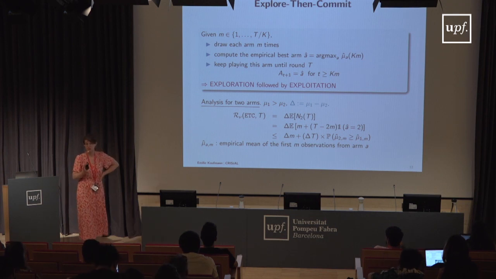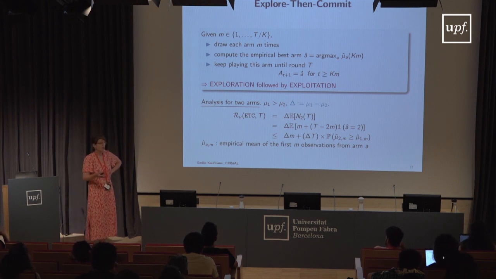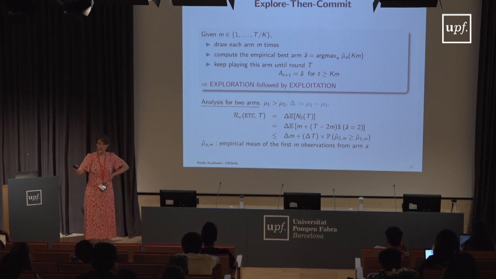Again, in a simple situation with two arms where mu1 is larger than mu2. So the regret of the algorithm, according to the formula I just showed you, is equal to the gap between the means multiplied by the expected number of times we select the bad arm. But under this strategy, it's quite explicit, the number of times we selected arm 2. We select it m times during the exploration phase. And then, if this arm was elected to be the best empirically, then we play it an additional t minus 2m times, meaning that then the regret will be upper bounded by delta m plus delta t, I'm ignoring this, multiplied by the probability to pick the wrong arm.